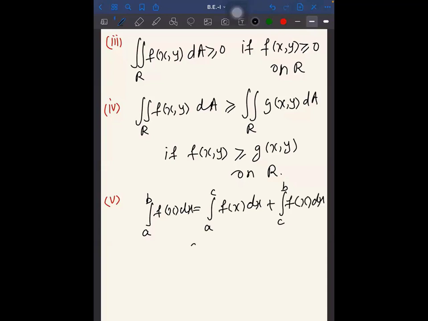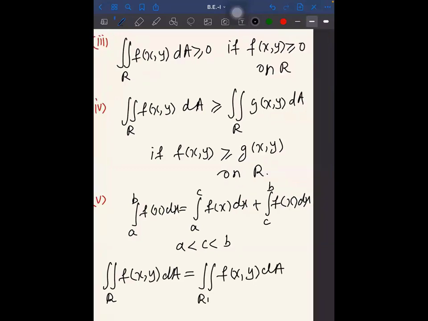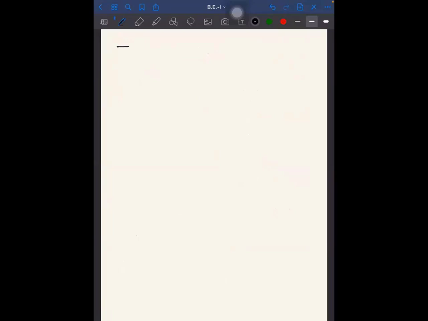Yes, sir. But in the present case, how do we write it? We write your R dA, that is the integral of f of xy over R, as the integral over R1 plus the integral over R2. So can you imagine R1 and R2 over here?